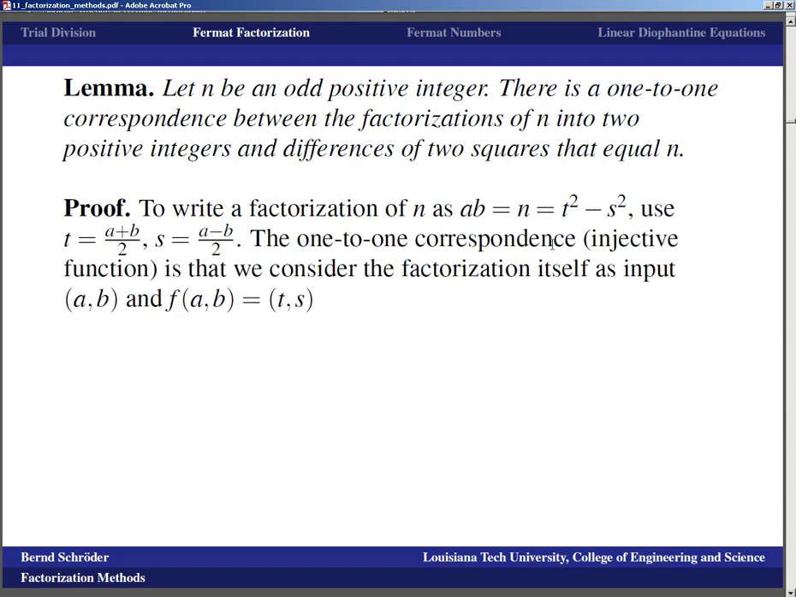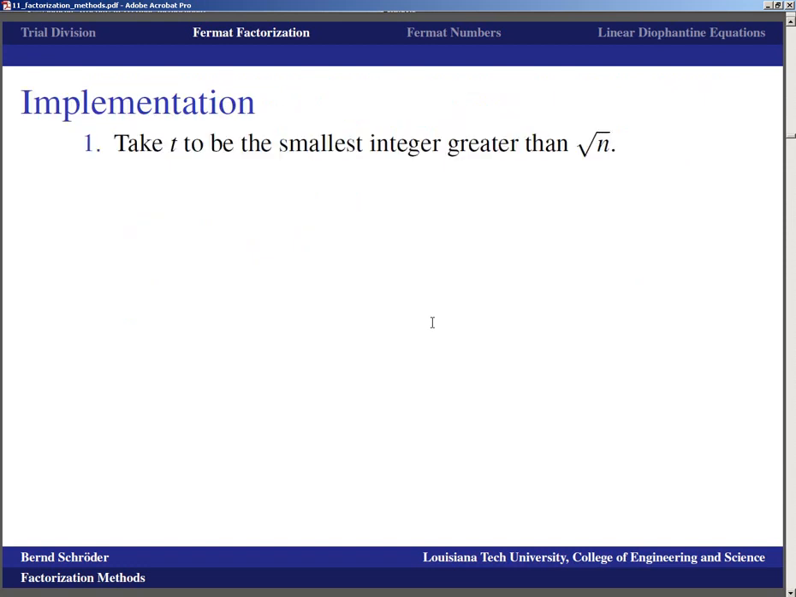And so the one-to-one correspondence, the injective function, is that we consider the factorization itself as the input ab, and the output is f of ab being t and s. And that's (a plus b) over 2 and (a minus b) over 2. So that's not that bad.